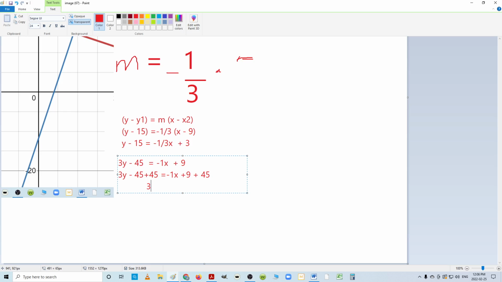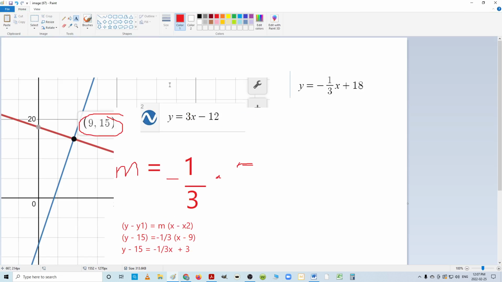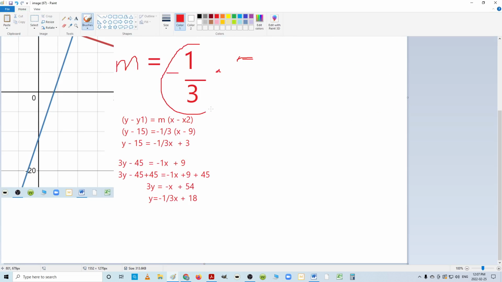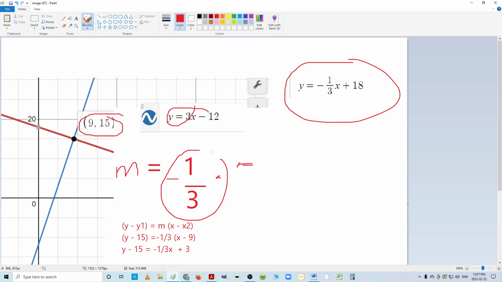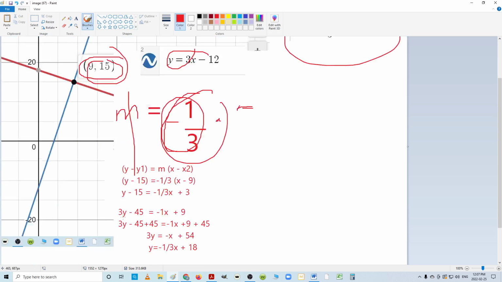So I'm left with 3y is equal to minus x plus 54. And then when I divide both sides by 3, I have to divide every term by 3. And 3 goes into 18. And there I have the formula of the perpendicular line, and look at that. There it is. So that means if I have the slope of the main line, I can figure out the slope of the perpendicular line and then use the point to solve it using this.